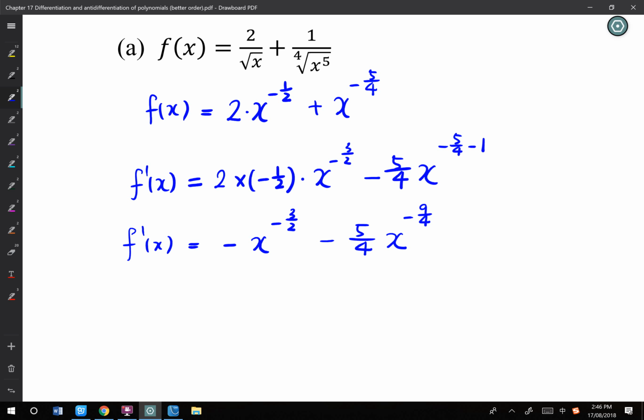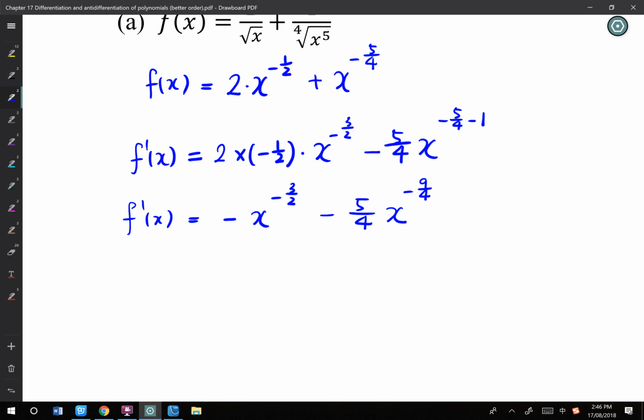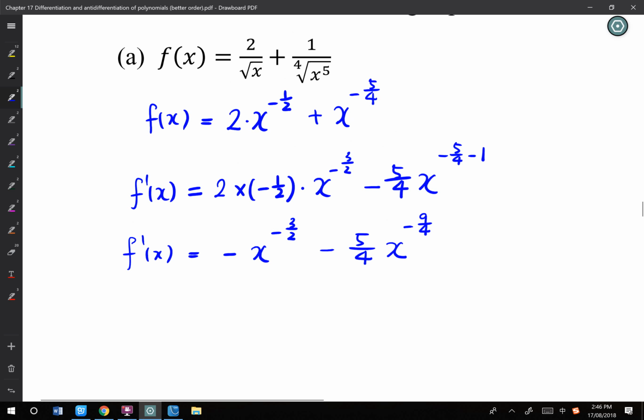I can leave my answer like that. I don't need to make it back to the positive power. I can just leave my negative power like this, unless the question asks you not to leave negative powers and you need to make it 1 over x to the power of 3/2. Otherwise, it's in a good form.